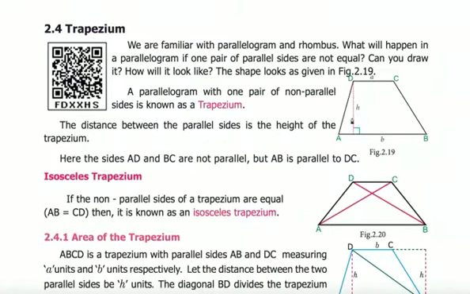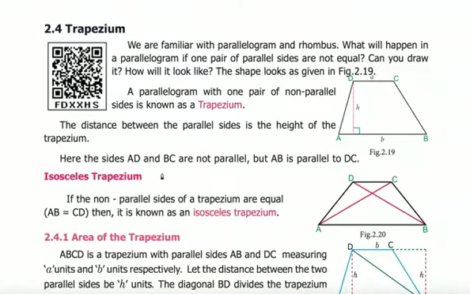The shape is like this. One pair of sides are not parallel, right? A quadrilateral with one pair of non-parallel sides is known as a trapezium. See, these two are not parallel, they're meeting each other, right? Somewhere at a distance of x, they will meet. The distance between the parallel sides is the height of the trapezium. Here, this distance is called the height.